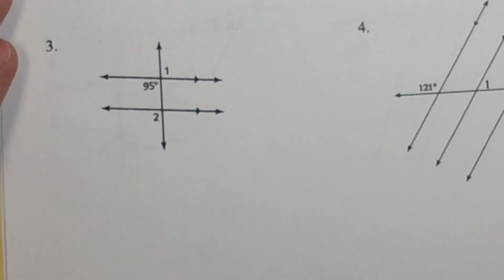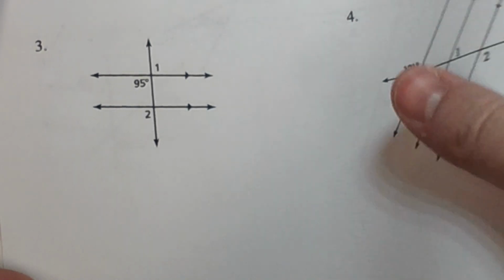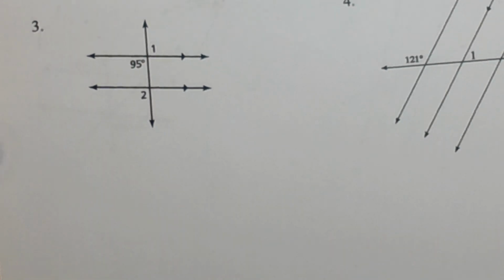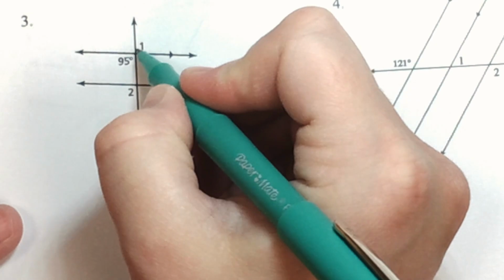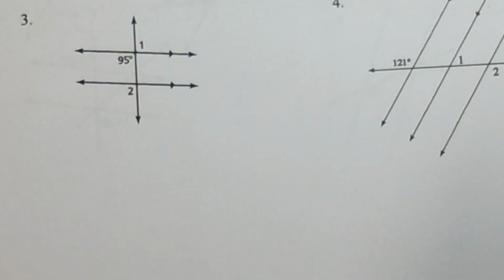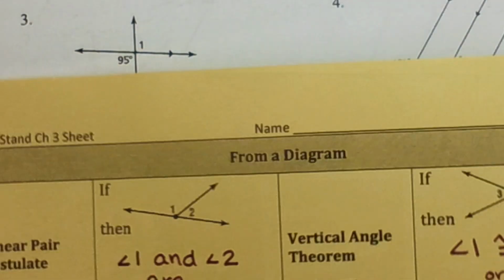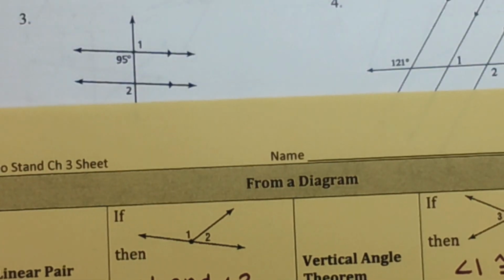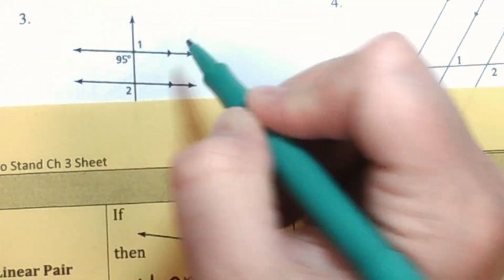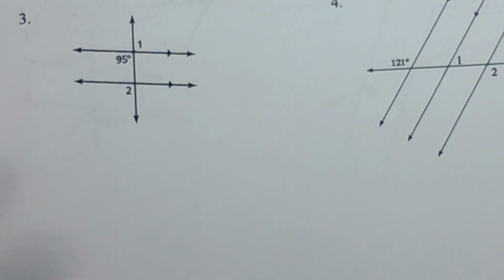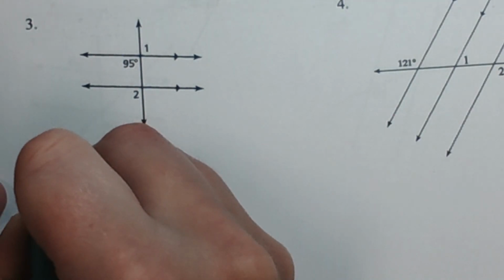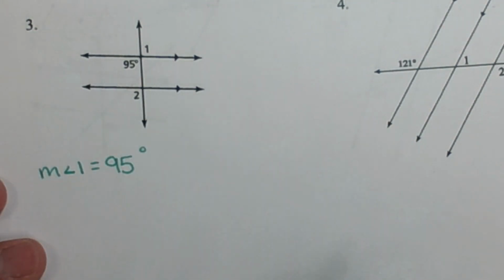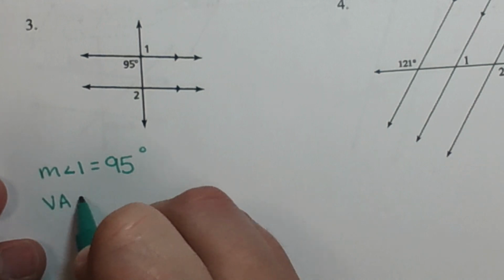Moving on. First, looking for the measure of angle 1. I noticed that I do have parallel lines here, but I also noticed that angle 1 and the 95-degree angle share a vertex, which means they're one of these two styles of angles, either vertical or a linear pair. Since they are across from one another on the X, they are vertical angles, and vertical angles are congruent. The measure of angle 1 is equal to 95 degrees, and that's the vertical angle theorem.